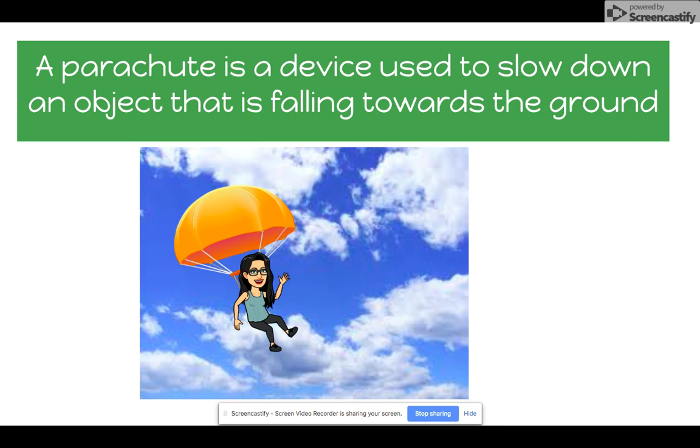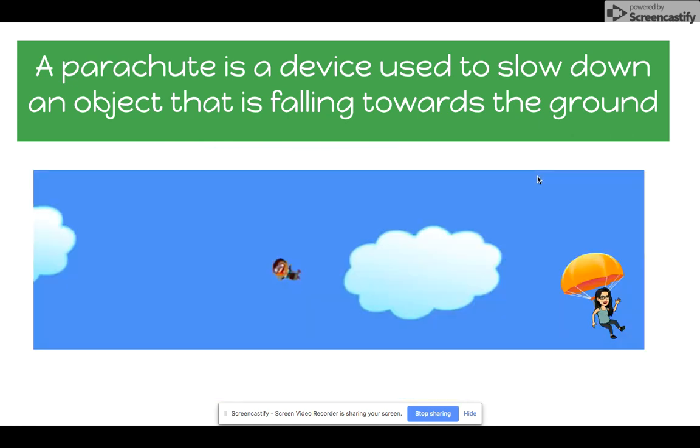A parachute is a device used to slow down an object that is falling towards the ground, as shown in this picture. So this is the object or the person which is falling to the ground, and the parachute is needed to help that person. How is a parachute going to help that person land on the ground? Pause the video and discuss with a buddy.